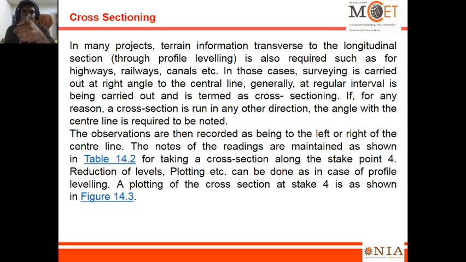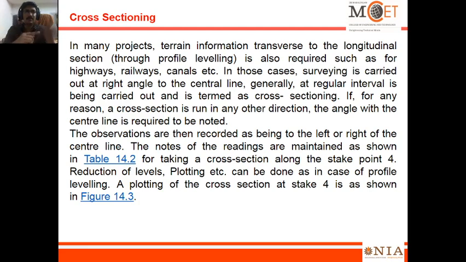In the longitudinal section we have seen the side view. If you try to get the cross sectional view, that is the transverse direction of the longitudinal section. It is also required mainly in highways, railways, canals, etc. In those cases, surveying is carried out at right angles to the center line, generally at regular intervals, the same 10 meter or 1 meter or 5 meter, whatever distance we can carry.